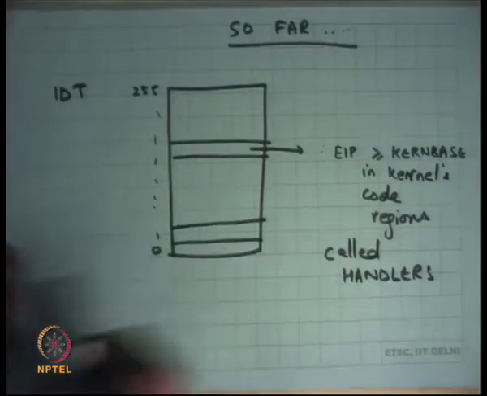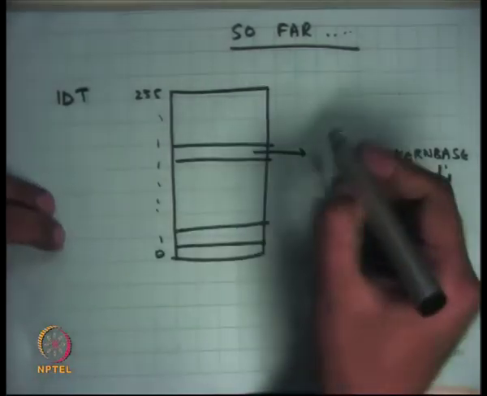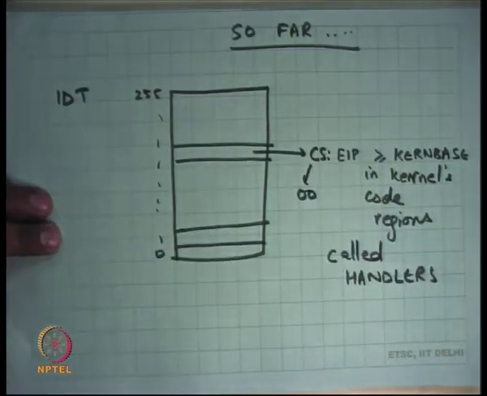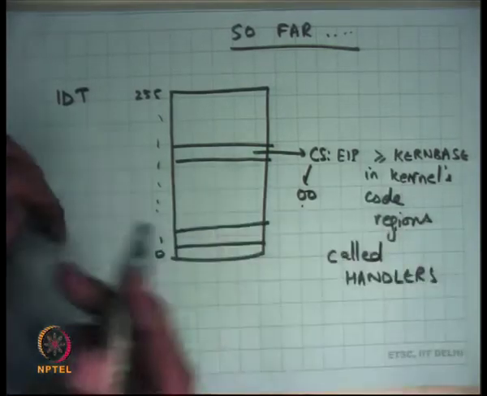So we have already seen this. There's an interrupt descriptor table that has CS:EIP pointers. CS has the last 2 bits as 00, which means it runs in privileged mode, and EIP is somewhere in the kernel's code region, so the handler gets called.